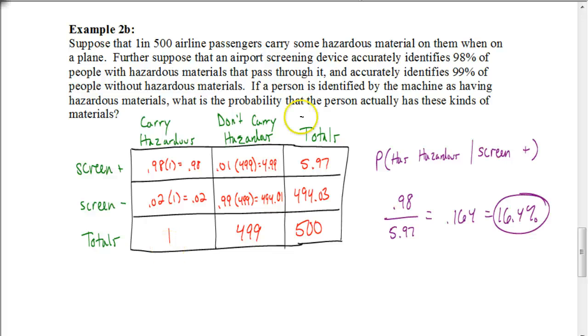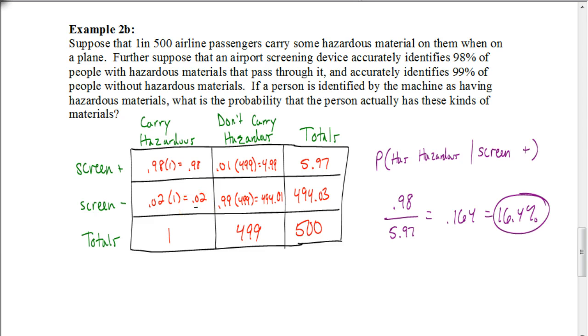And reading on, there is a screening device that accurately identifies 98% of the people with hazardous materials that pass through it. So we're going to have some people that screen positive and some people that screen negative. The machine accurately screens positive 98% of those people that have the hazardous materials. So 98% or 0.98 times 1 is 0.98, obviously. Well, that means that 2% of the time it screens negative when they're actually carrying hazardous materials. So 0.02 times 1 would also be 0.02.